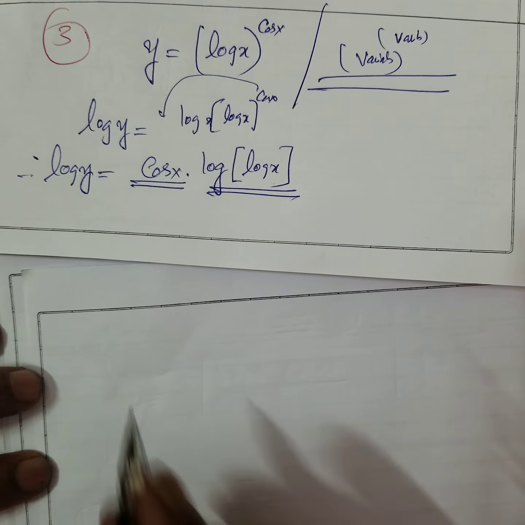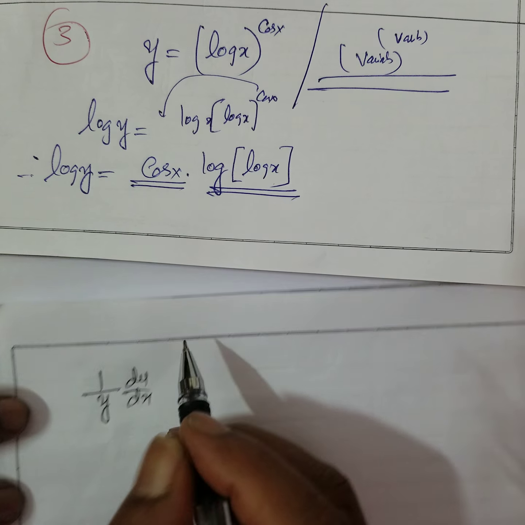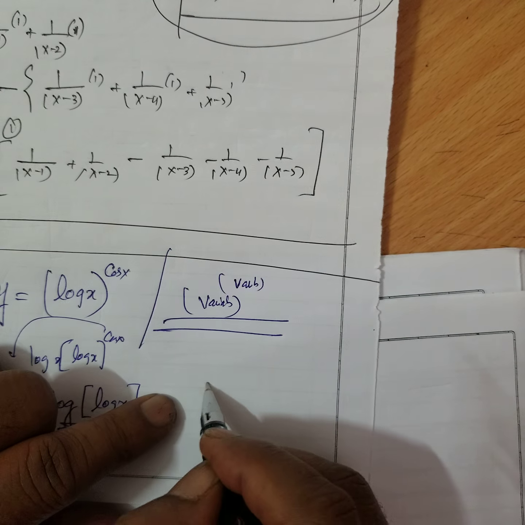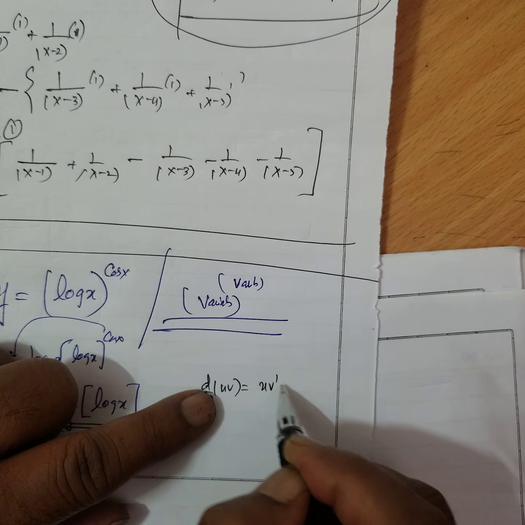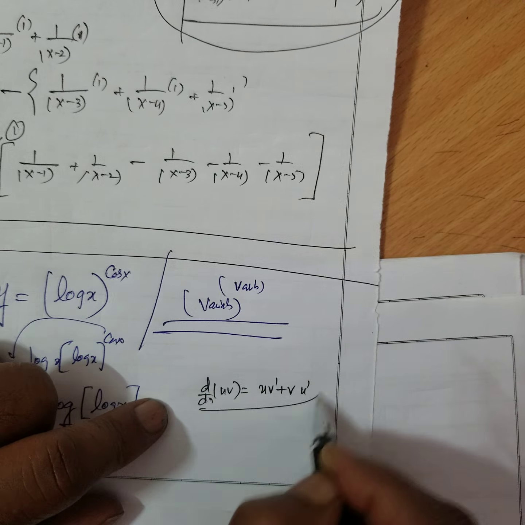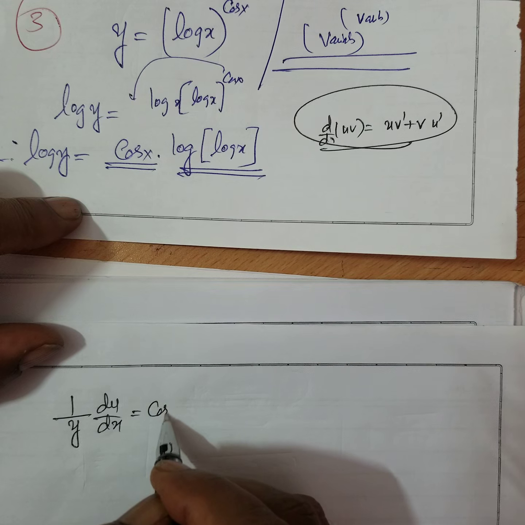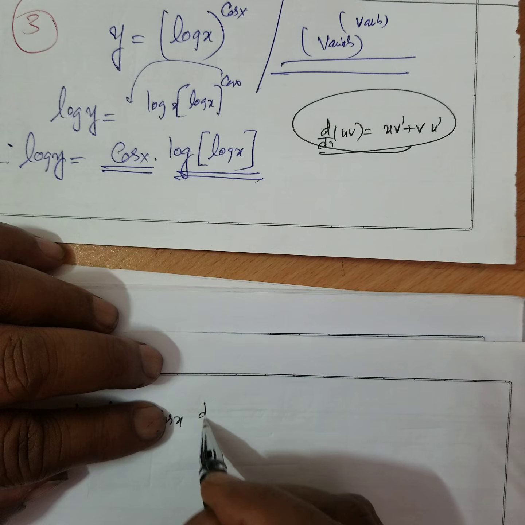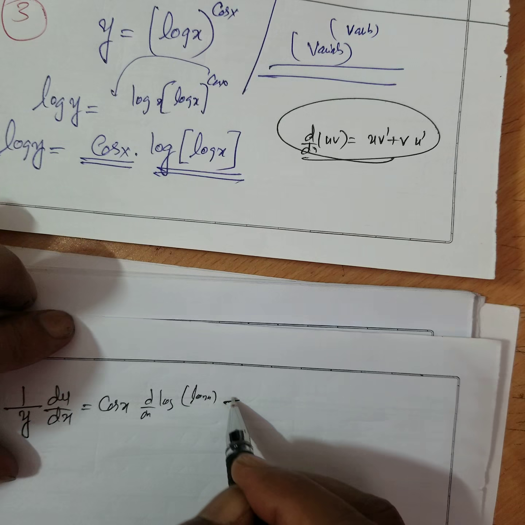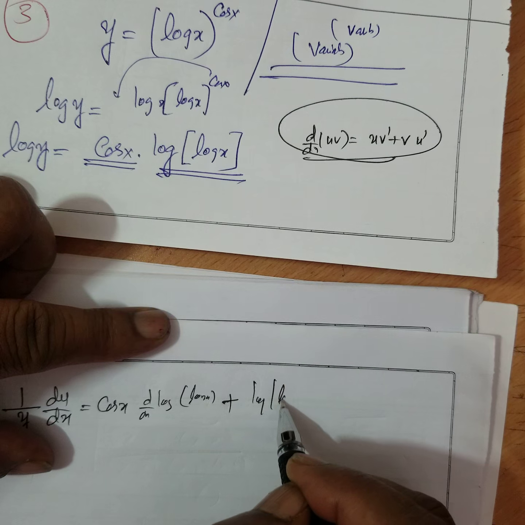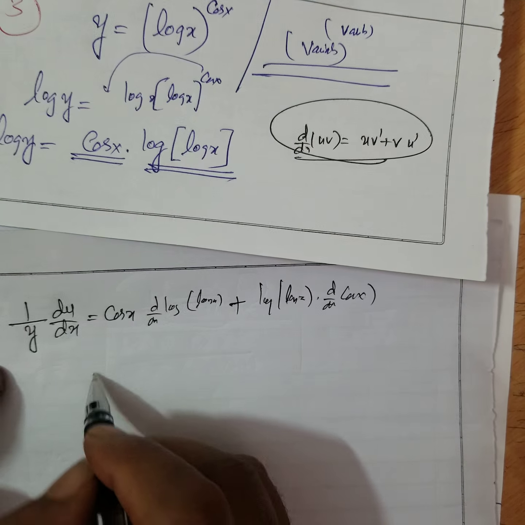1 by y dy over dx. The differential coefficient of u into v is u v dash plus v u dash. That means cos x into the differentiation of log of log x, plus log of log x into the differential coefficient of cos x. You must write like this.